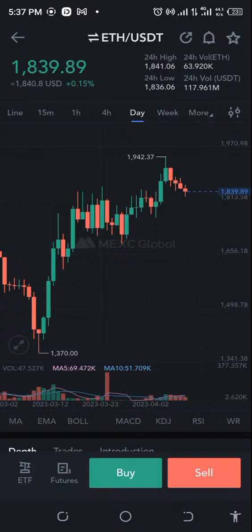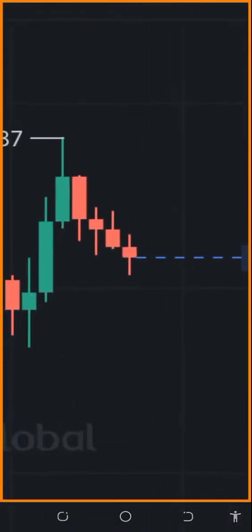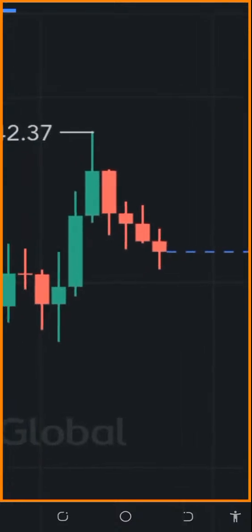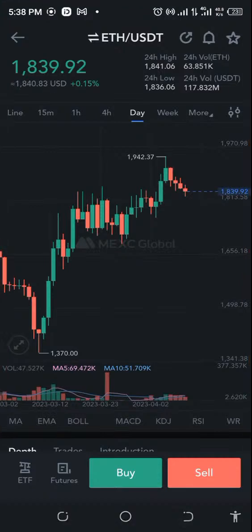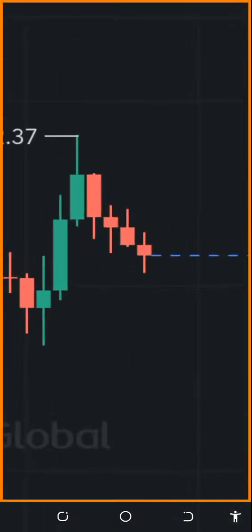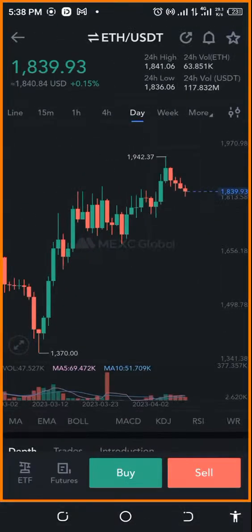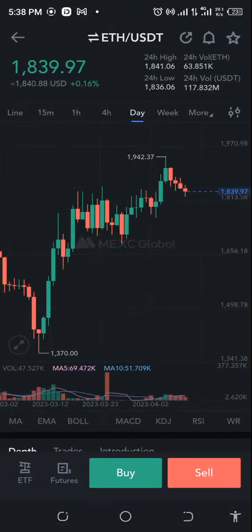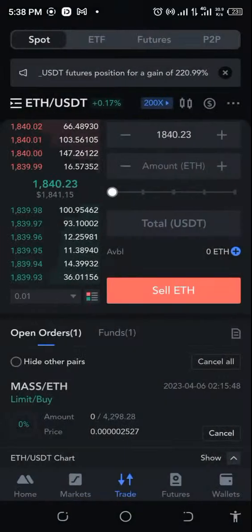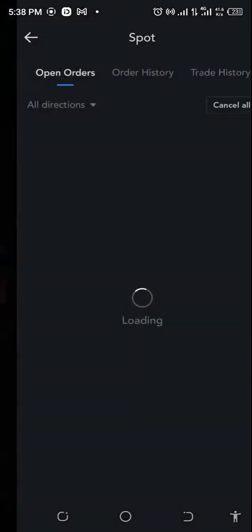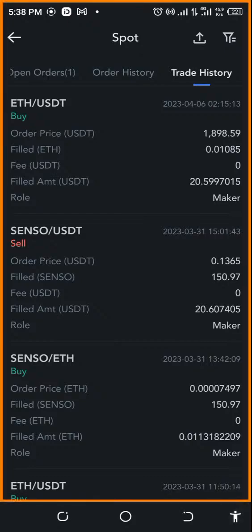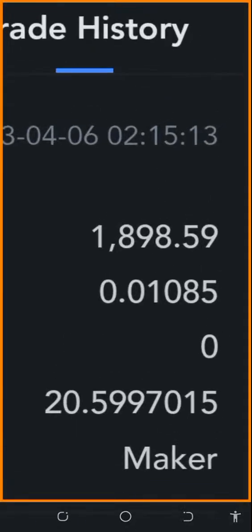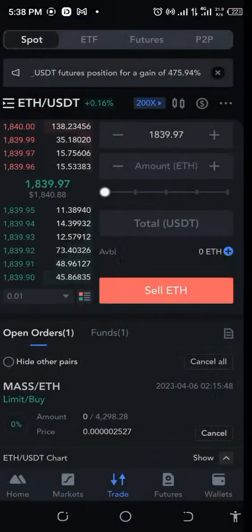Okay, so all right, I'm back after 3 days, and it just seems like ETH decided to go down. As you can see here, this is the 1 day chart, and you can see that for the past 3 days, the ETH has been going down, right? So because of that, I bought ETH for 1,898, almost like 1,899, as you can see here. So right now the value of ETH has gone down.